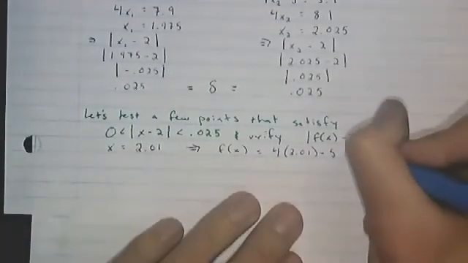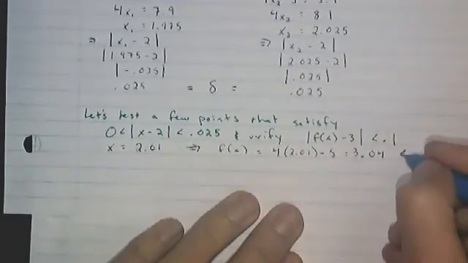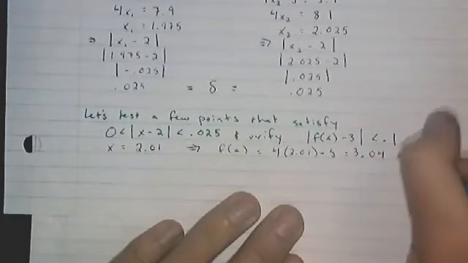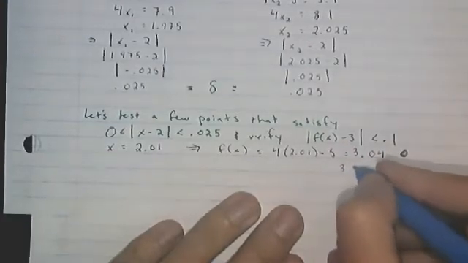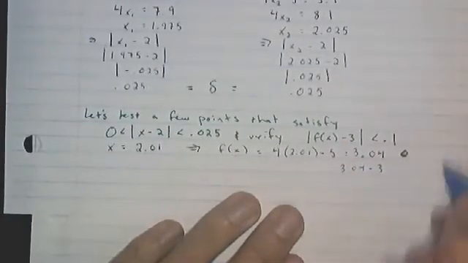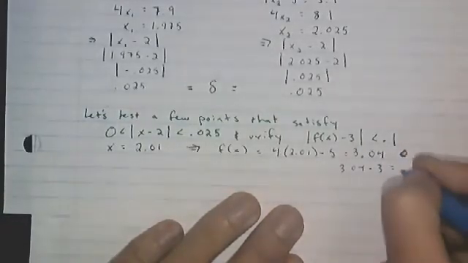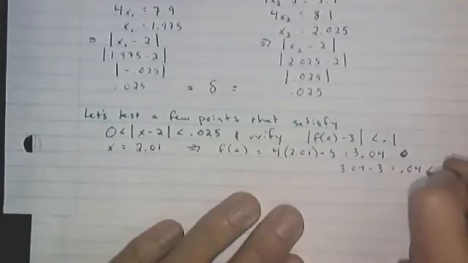Thank you. 3.04. I jumped ahead. But 3.04 minus 3 is what? 0.04, which is less than that 1/10.